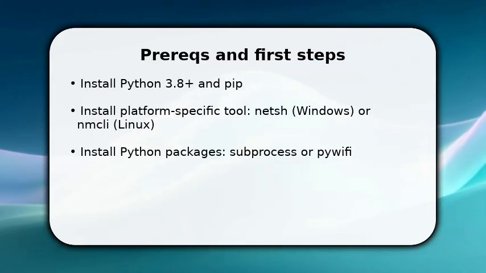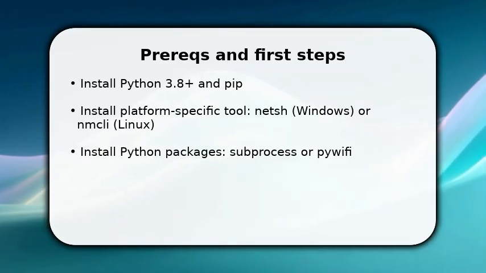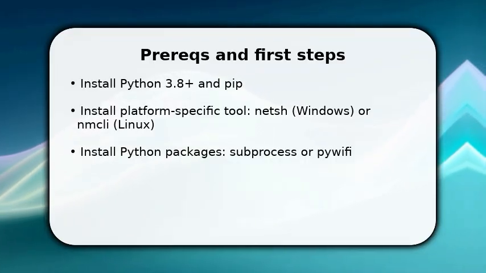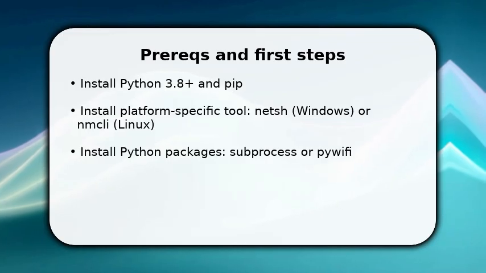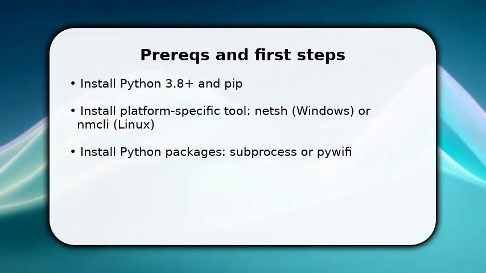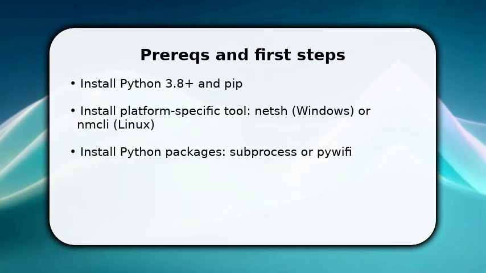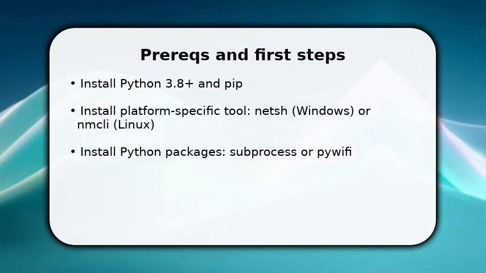You start by confirming prerequisites: Python 3.8 or newer, pip, and the system tool for Wi-Fi control. Once confirmed, install PyWifi or plan to use subprocess to call netsh or nmcli directly. You now create a minimal script file, import the chosen library, and prepare credentials variables for SSID and password.